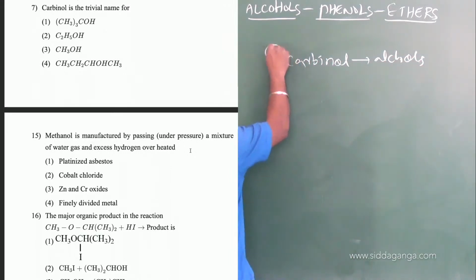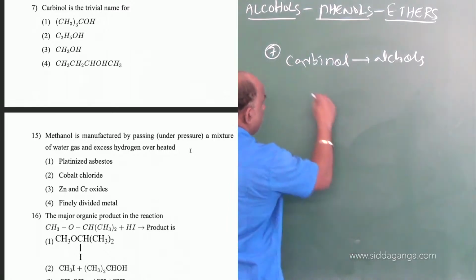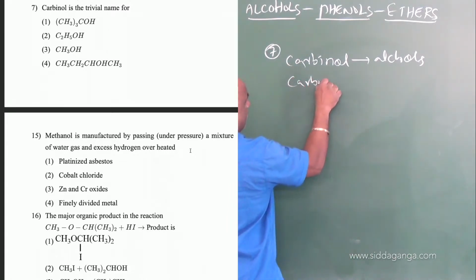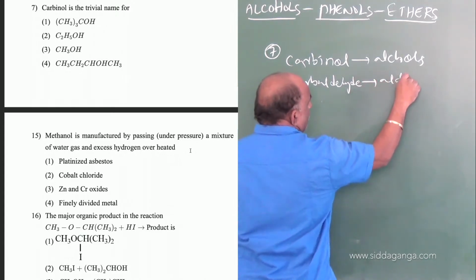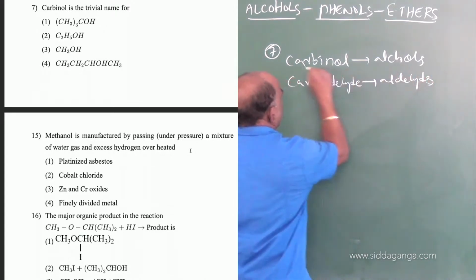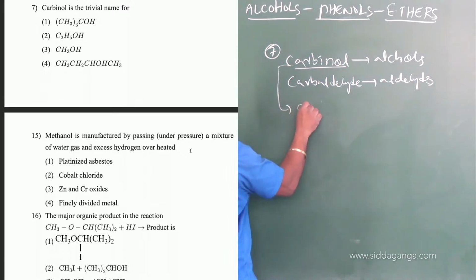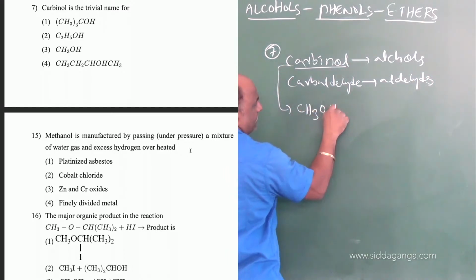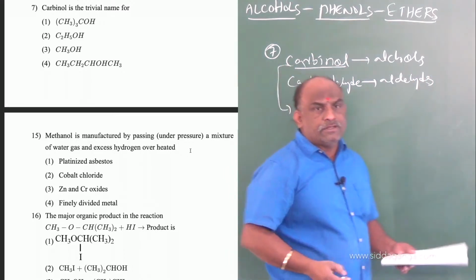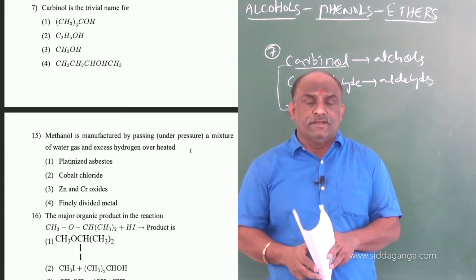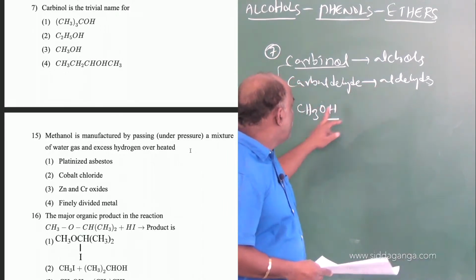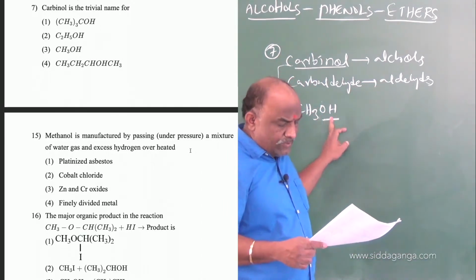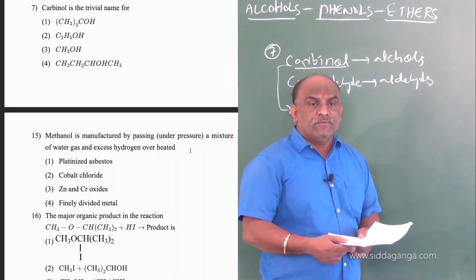Question number 7, suppose carbaldehyde was given. Carbaldehyde means aldehydes. So what is the carbinol formula? CH3OH is said to be carbinol. Remember, this type of question is also expected from the entrance point of view. Carbinol is the trivial name for methyl alcohol.